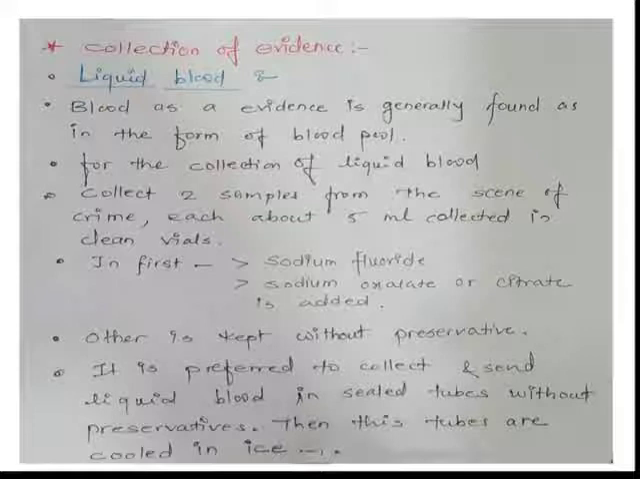It is preferred to collect liquid blood in sealed tubes or vials without preservatives. Mostly the blood is sealed in the tubes without preservatives, and then these tubes are cooled in ice. Cooling is most important, because as time goes on various reactions occur, and due to that the active components will disintegrate. We want to stop the reactions in this blood, so we keep it in ice.